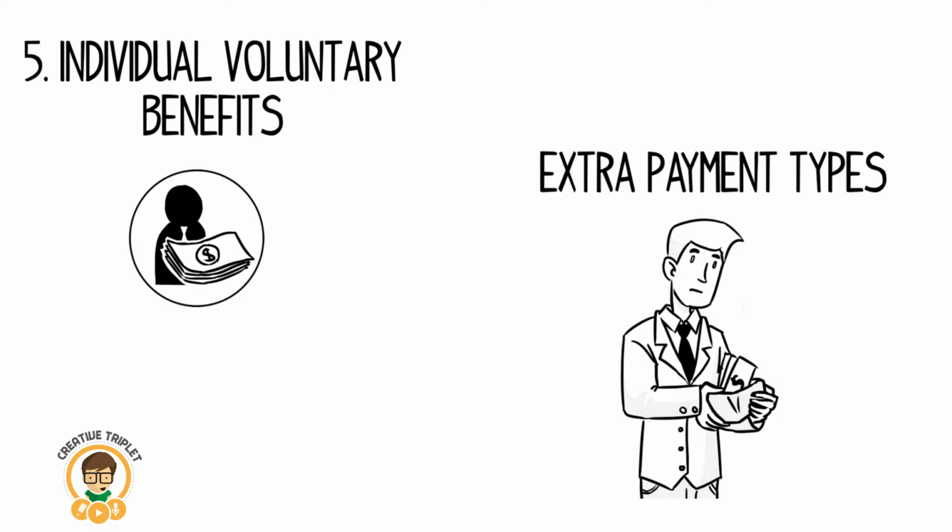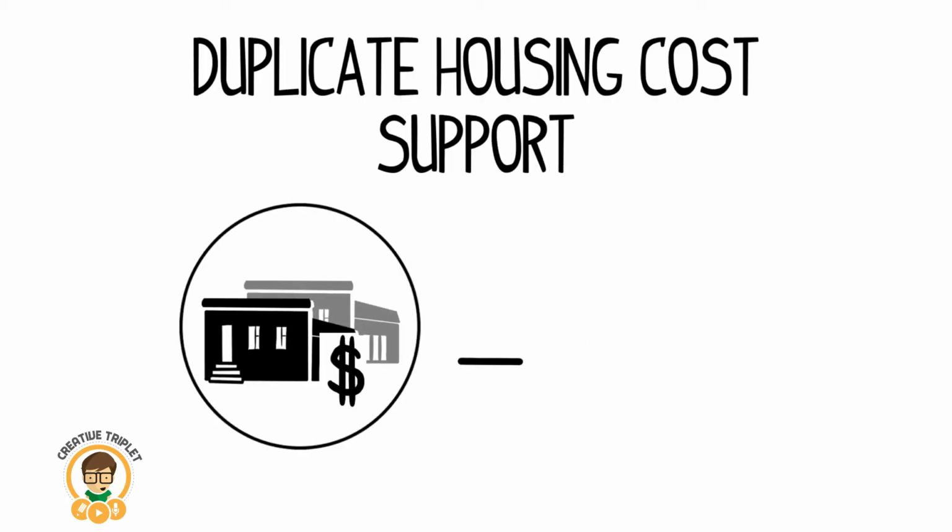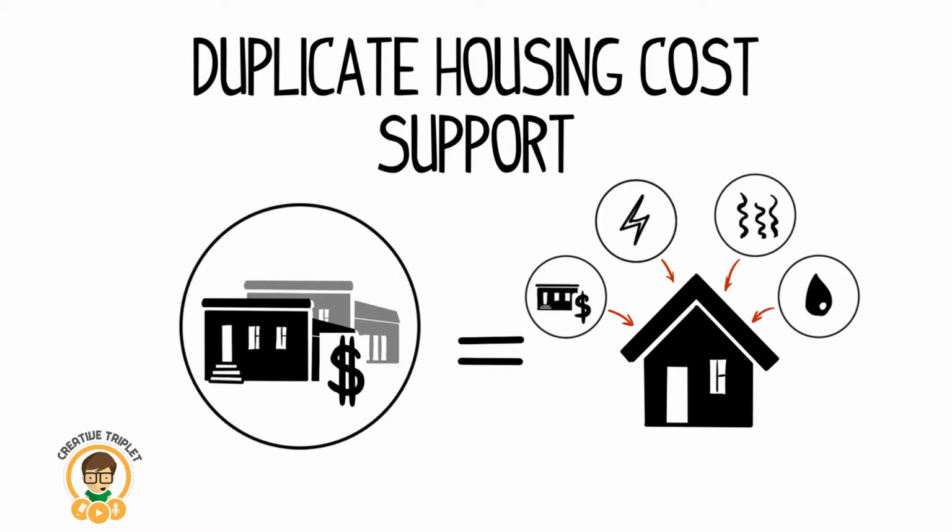There are also 2 extra payment types for eligible expats. The first is location premium, which is paid by P&G for difficult living conditions in the host country, and second is duplicate housing cost support, which is paid to eligible expats who retain their unrented house at home and meet certain criteria. If you want to know more, refer to the policy summary document under the section Housing, Home Location.